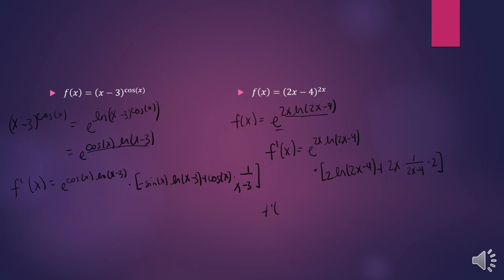And I'm going to simplify this just a little bit. So I still have the e to the 2x natural log of 2x minus 4. But on the inside, I have 2 natural log of 2x minus 4. And this second term is the one that we can simplify. So I have 2x and then also a 2, so that gives me a 4x in the top of the fraction, and then divided by 2x minus 4. So there's my derivative. Just remember, use this whenever you have x in the base, but also x in the exponent.